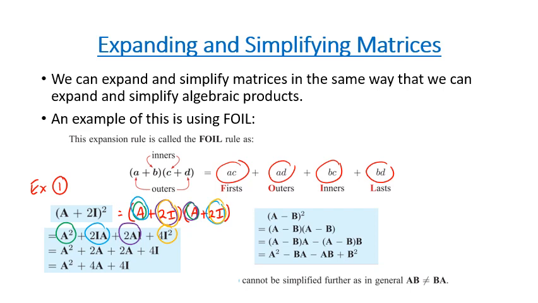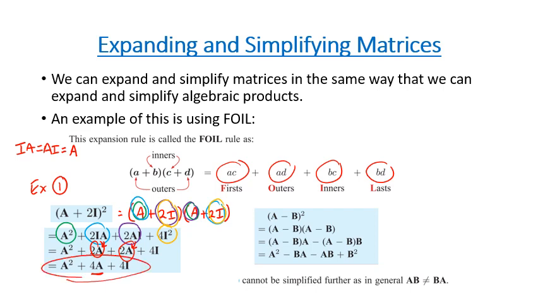Now, it's important to know that IA actually equals AI, which also just simply equals A. So therefore, that's why these two IAs just become 2As. And we can collect those because 2A plus 2A gives us 4A, and therefore we've simplified by expanding.